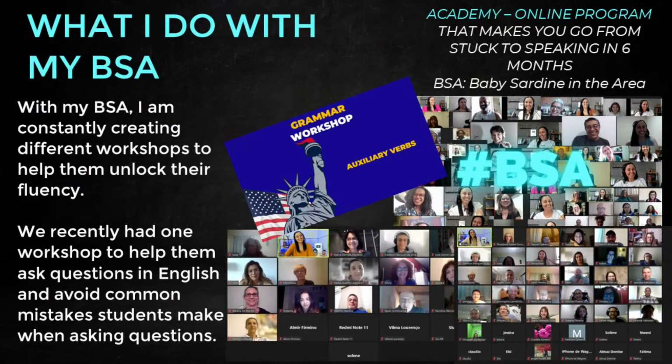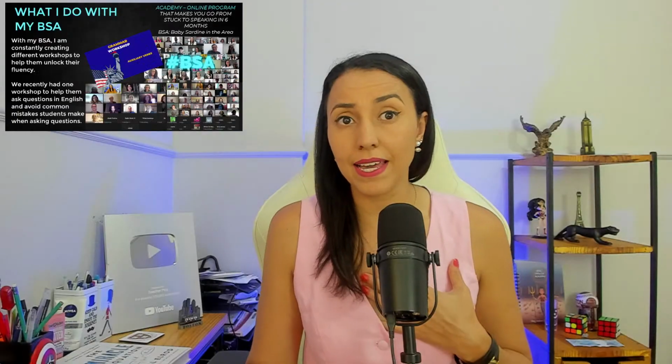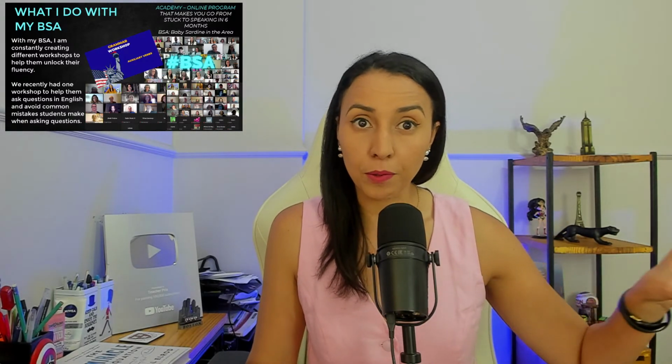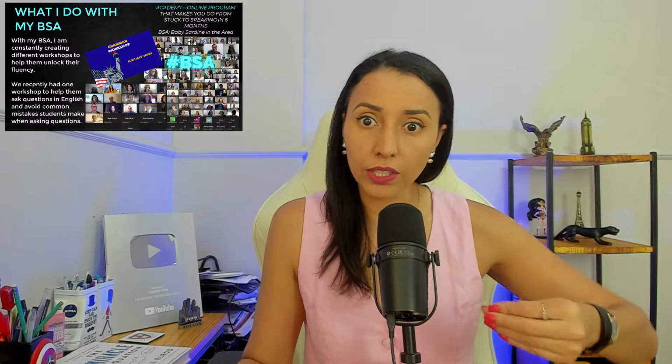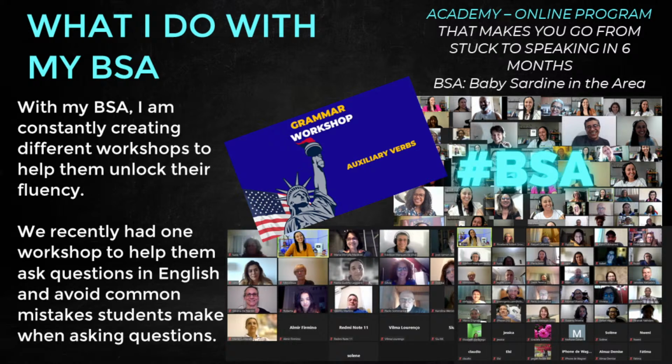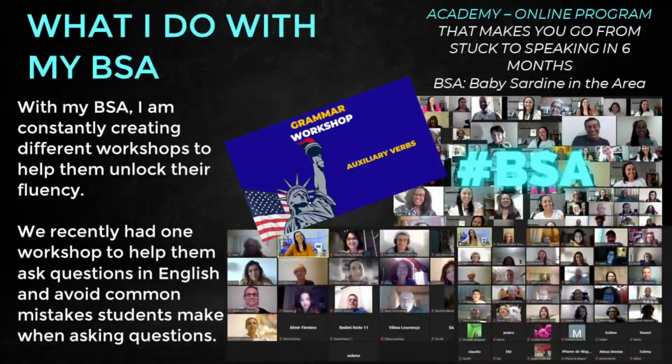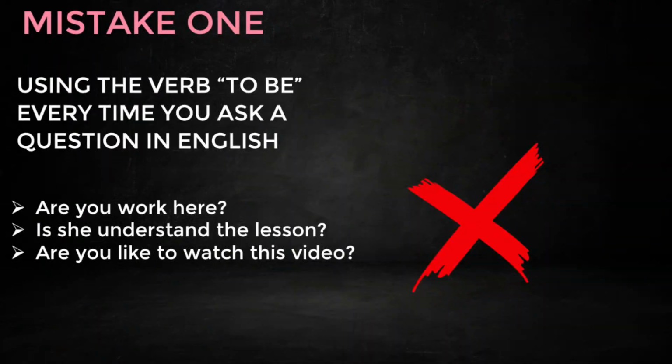Now, this is something that I do with my students from my academy, with my BSA. A few weeks ago, we had a workshop to talk about questions, because on the platform, I'm always checking my students' work, checking their mistakes. My BSA, I call them BSA, baby sardine in the area. So we had one to ask questions, to practice doing that. It is so important to review, to study, correct persistent mistakes. But without further ado, let's talk about mistake number 1.